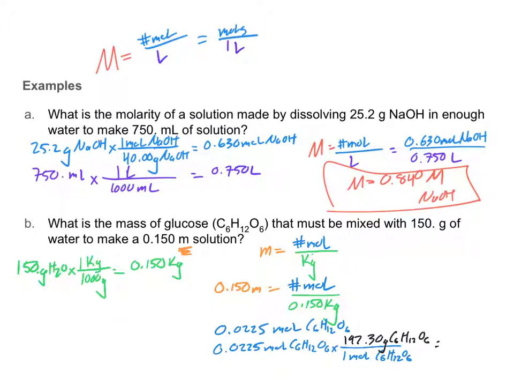So when I plug that into the calculator, that's 192.30. So I'm going to take that times 0.0225. I get a value here to be 4.33 grams of C6H12O6.